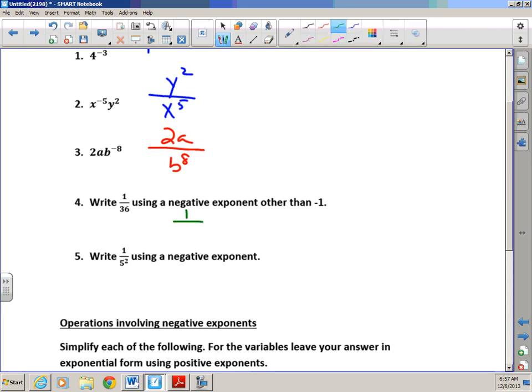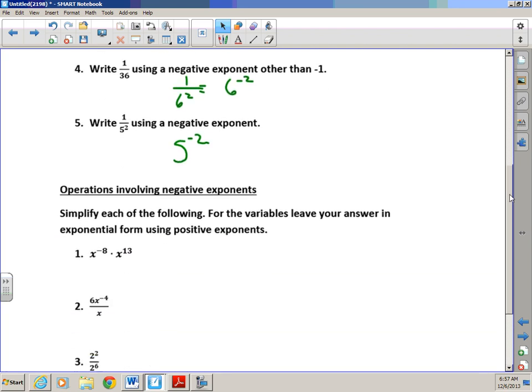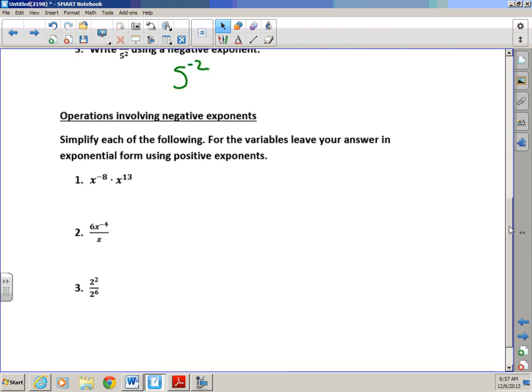And just so that you can see, okay, write 1 over 5 squared using a negative exponent. That's 5 to the negative second.